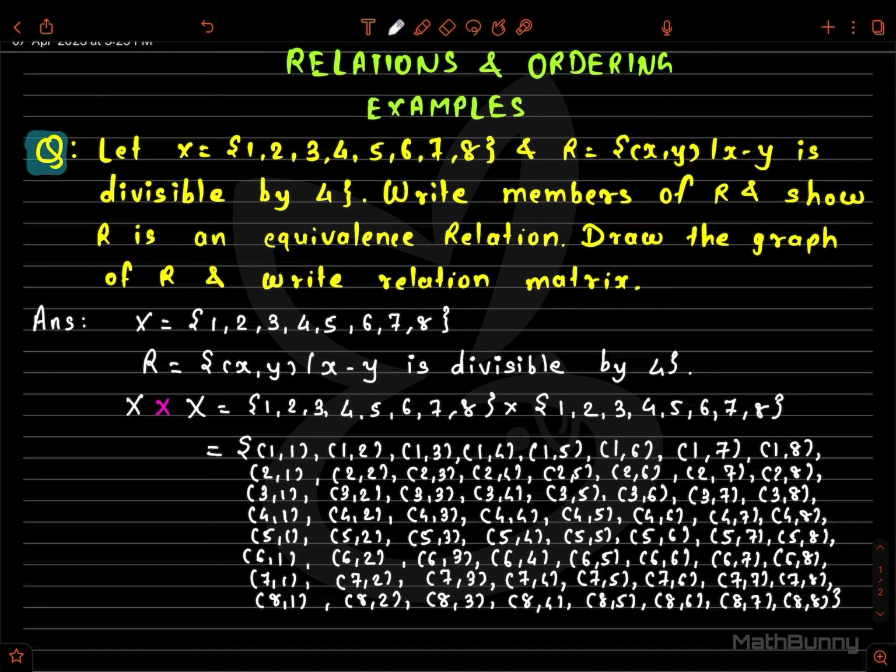Here one set is given, which is X equals {1, 2, 3, 4, 5, 6, 7, 8}, and the relation is defined as: write all the ordered pairs where the subtraction of both the elements is divisible by 4. Here I have written the Cartesian product X cross X, which is {1, 2, 3, 4, 5, 6, 7, 8} cross {1, 2, 3, 4, 5, 6, 7, 8}.